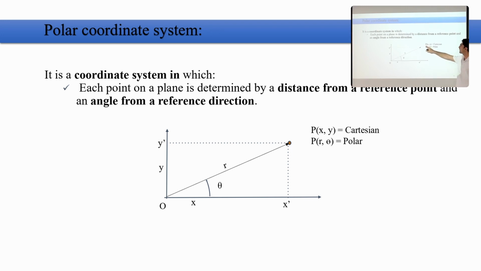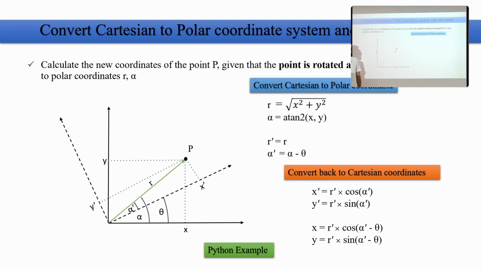So what does it look like? The point in Cartesian was x, y, but in polar we have r and theta, and we can denote it with different terms here. r shows the distance of this point, and theta shows the amount of the angle from the x-axis. Now we want to see how we can convert these terms into each other. That's very simple, of course: polar to Cartesian and vice versa.